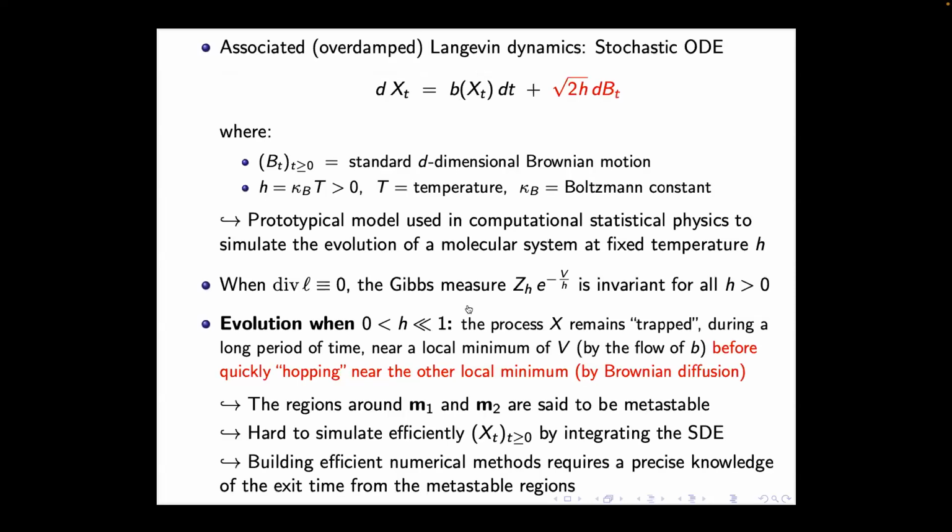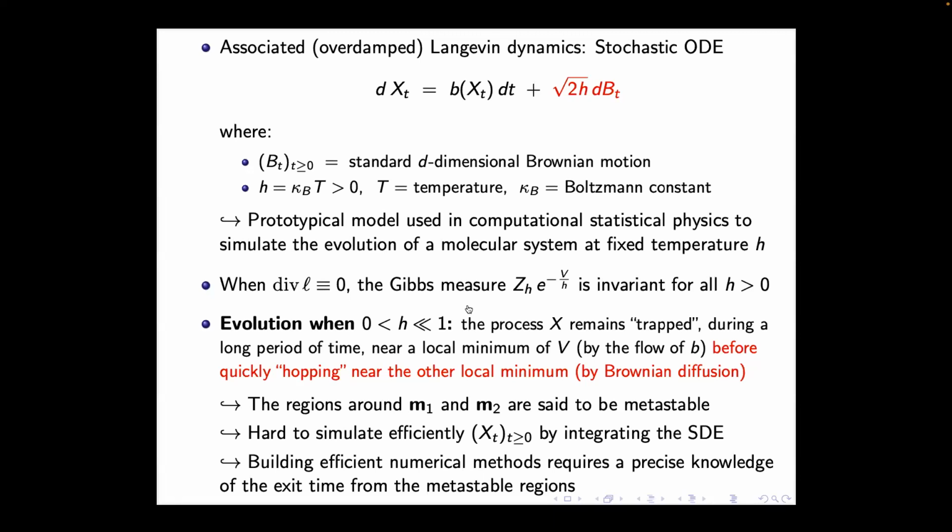So now I take the previous ODE and I transform it into a stochastic ODE by adding Gaussian noise. So the kind of equation we already saw many times in this workshop. So I have the Gaussian noise times an amplitude, the square root of 2h, where h can be understood as the temperature. So h is proportional to the temperature, and so this is a prototypical model used in statistical physics, and we already talked about this. The only difference here is it is not necessarily gradient.